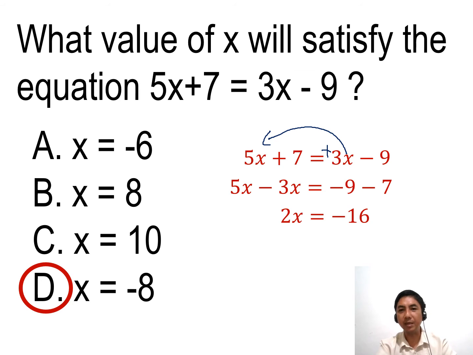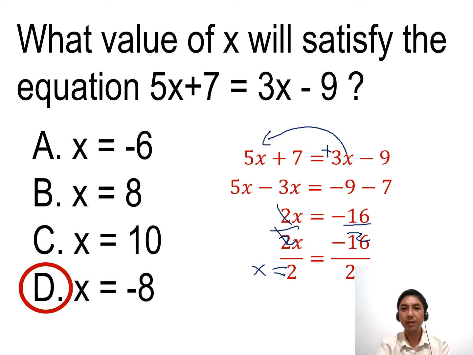Ito naman, same ang sign. So, you are going to add and copy the common sign. So, negative 16. Then, divide both sides by 2. You cancel this. So, x equals negative 16 divided by 2, which will give you negative 8. So, yun po siya.